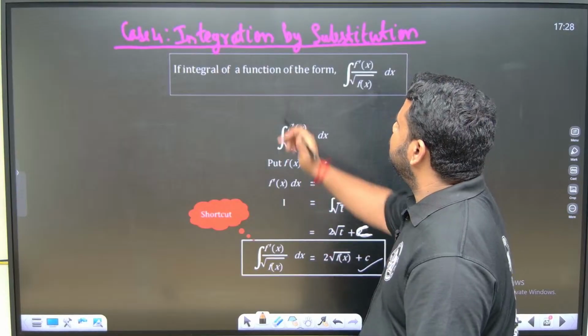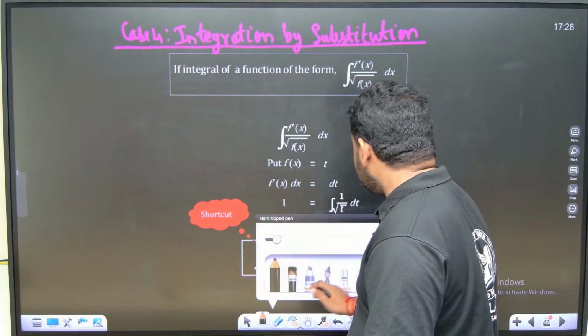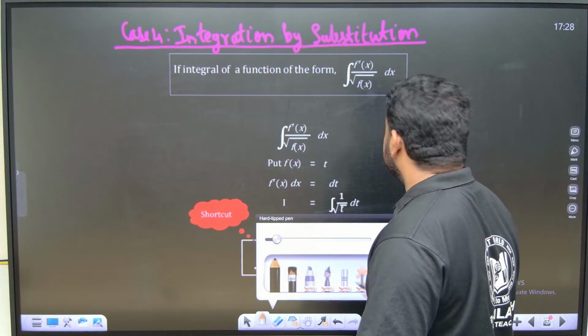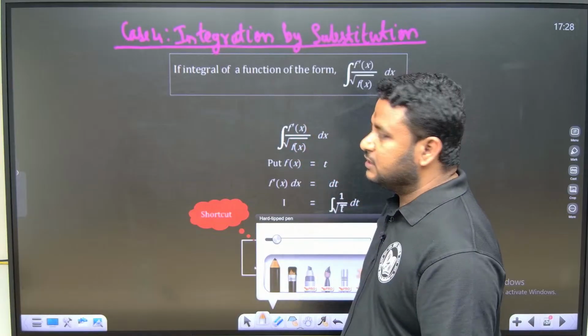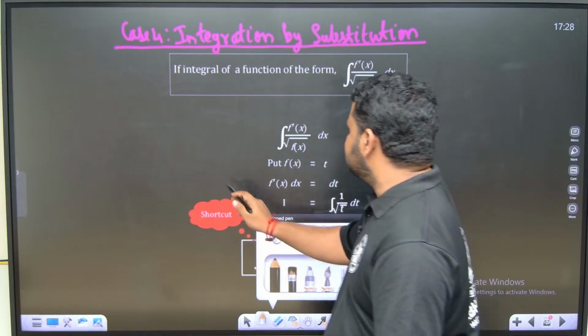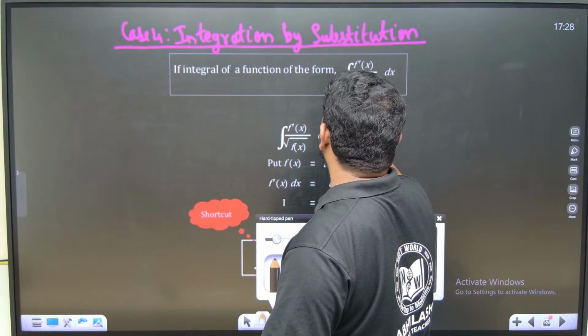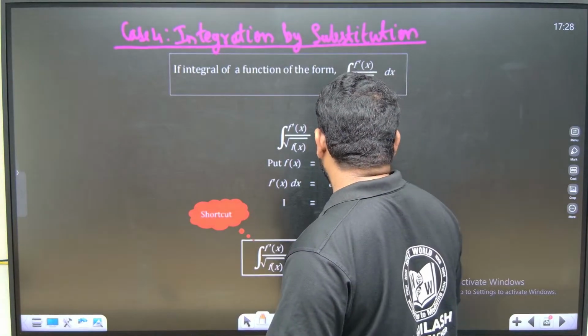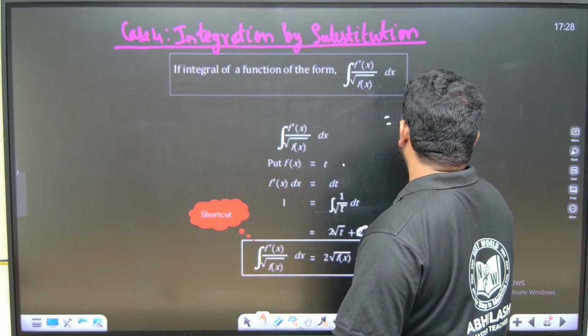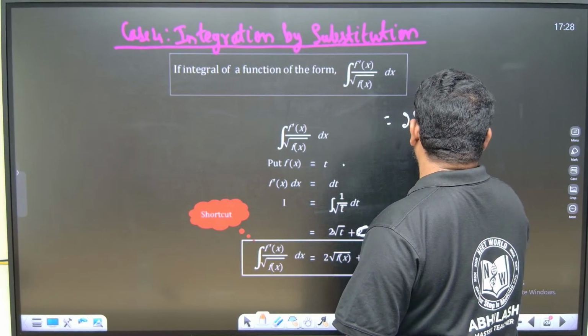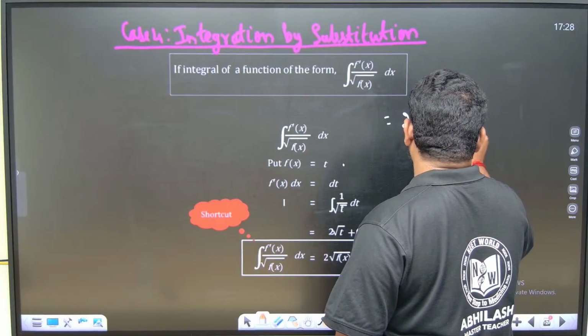So we have to start with integration. When it comes to integration by substitution, we have to do case 4. In case 4, the integral is of the form f dash of x by square root of f of x. If the integral is given like this, the answer is 2 times square root of f of x plus c.